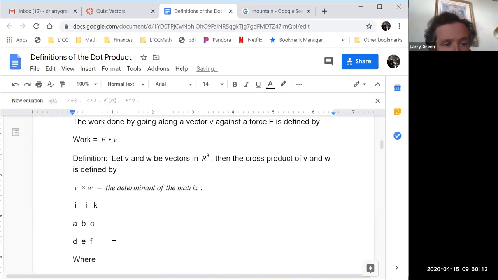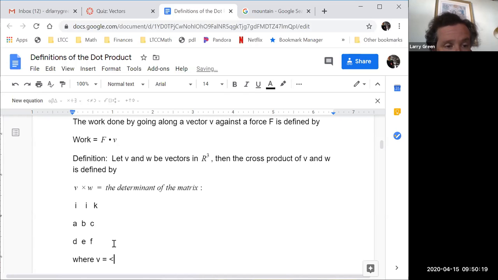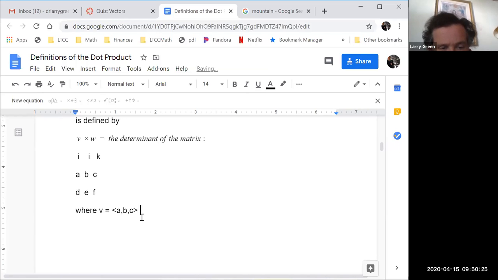Where V is equal to the vector ABC, and W is equal to the vector DEF.